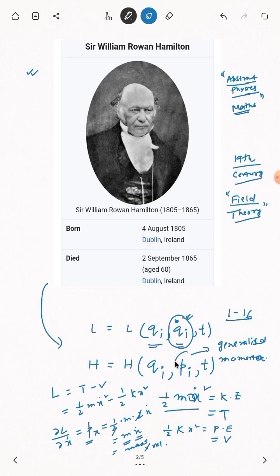This is the P which the famous mathematician and physicist William Hamilton inserted, this Pi instead of Qi dot. So whenever we have to construct Hamiltonian, we have to replace Qi dot by Pi and get the answer easily. Now look at the question here.